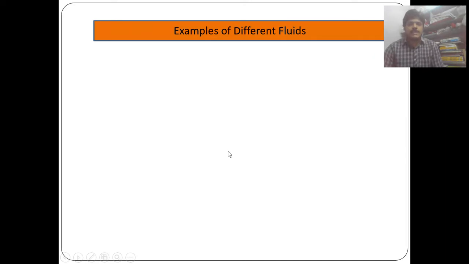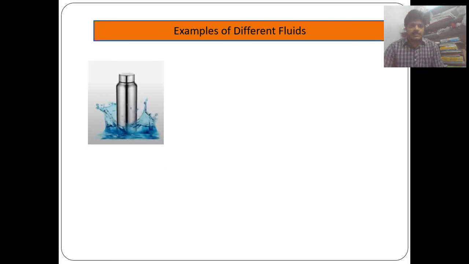Now we will see examples of different fluids. Yes, exactly, water. The whole branch of hydraulics means water flowing through different kinds of pipes and channels. That branch is dealt with as the hydraulics branch. As I said before, water is also the best example of a fluid.